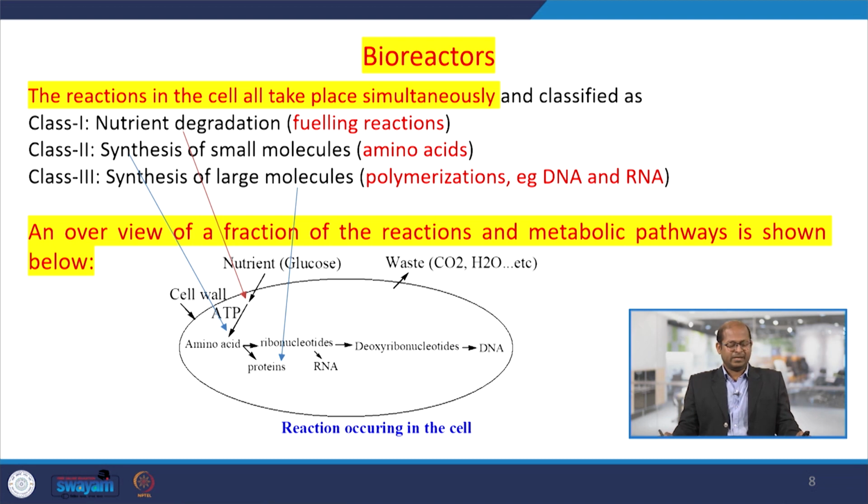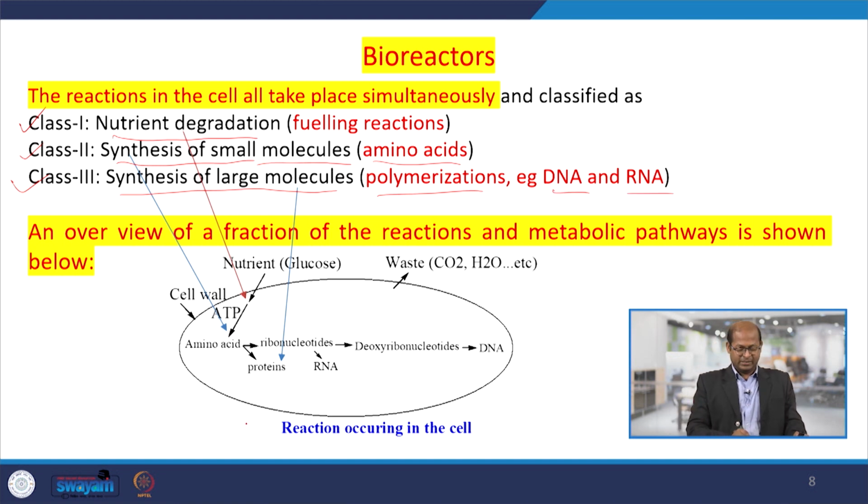Okay. So here, when the cell reactions are taking place, we are supplying the nutrients. We can classify the cell reactions as class 1: nutrient degradation, meaning fueling of the reactions, when a particular nutrient that we are supplying for the cell culture degrades. The second class is the synthesis of small molecules, amino acid kind of things that will be formed, and the third is the synthesis of large molecules, meaning polymerization reactions, DNA, RNA formations.